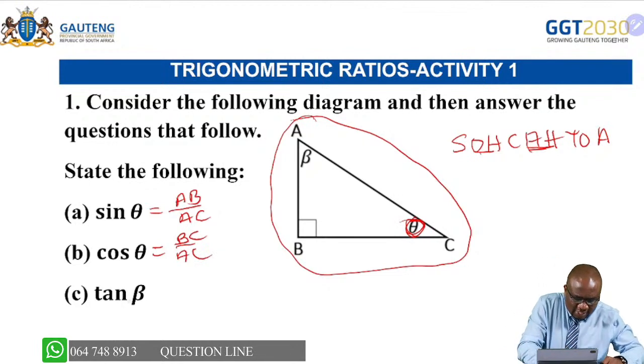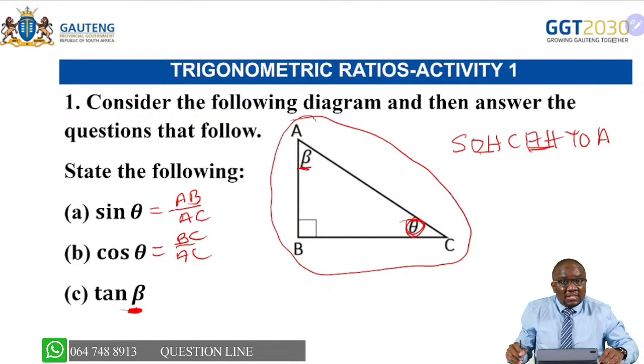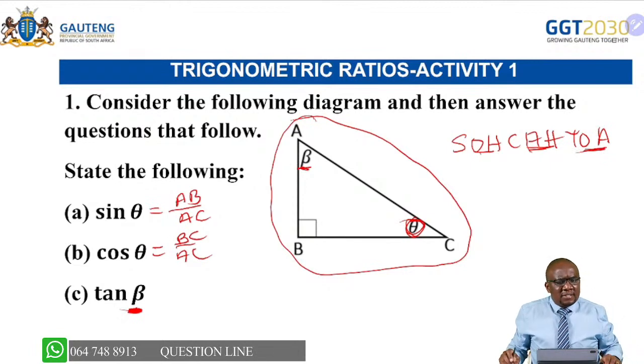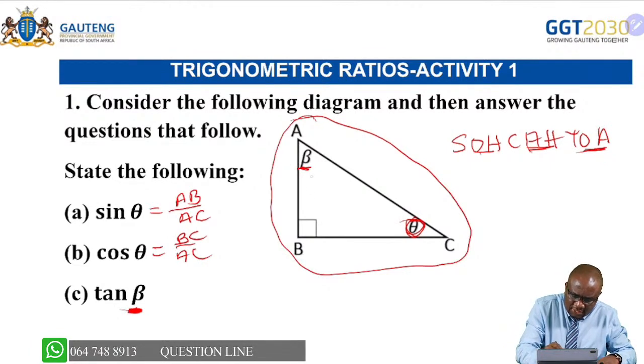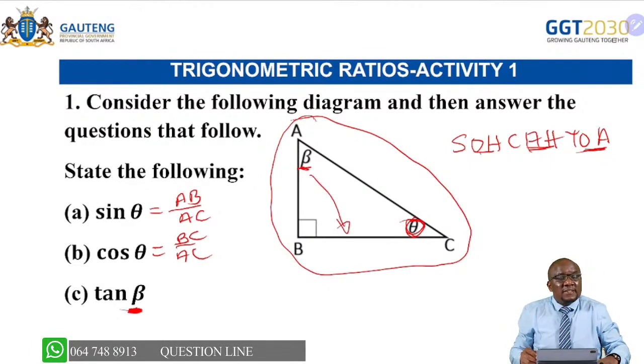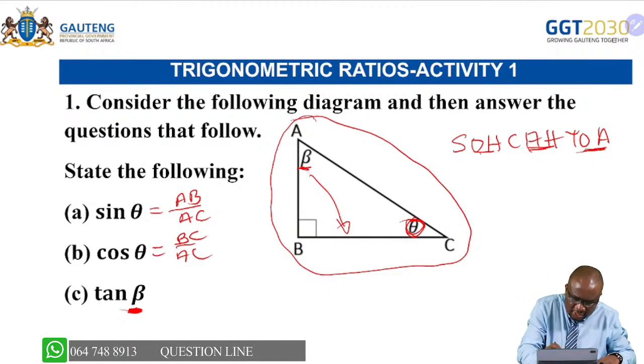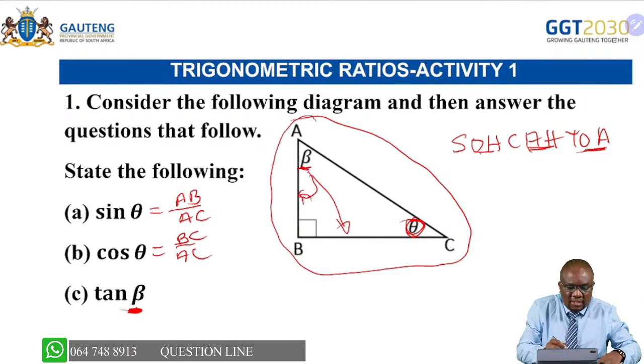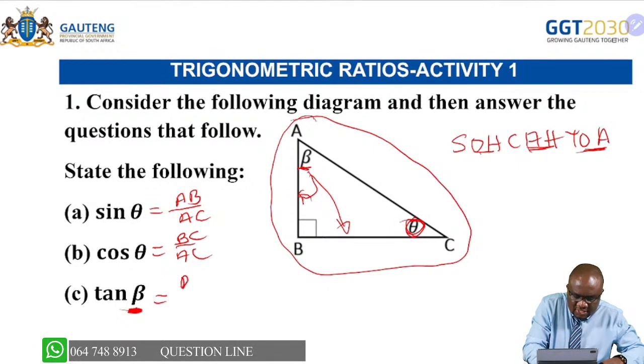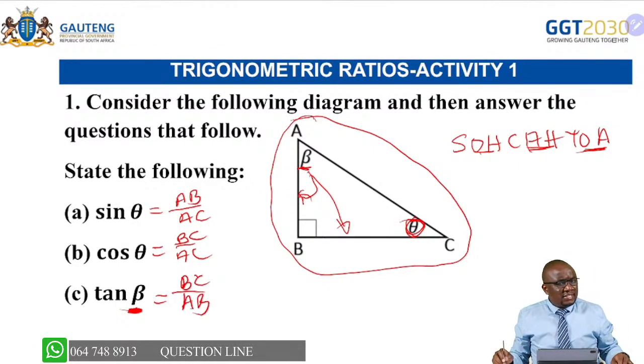Let's be careful. It's not all about angle theta. Beta. Now I'm looking at this angle here. Tangent of angle beta is opposite over adjacent. You see that? So which one is opposite? This one, BC. Which one is adjacent to angle beta? This one, AB. So it's going to be BC over AB. You see that? Didn't take time.